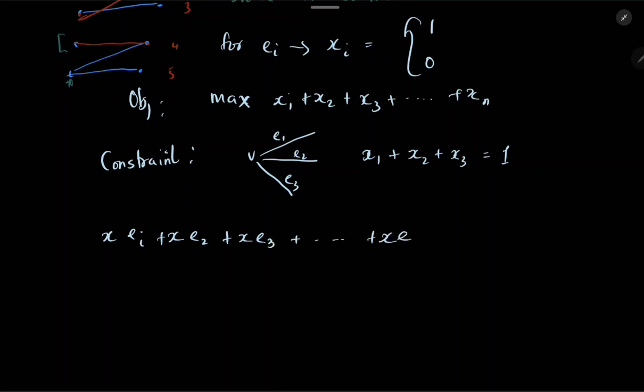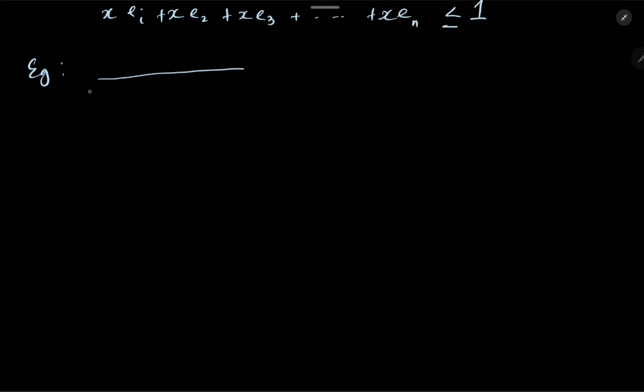So where XE is just another representation for the edge, so this would either be less than 1 or equals 1. So let's take another example. So let's look at this diagram. This is an example. We have a diagram.